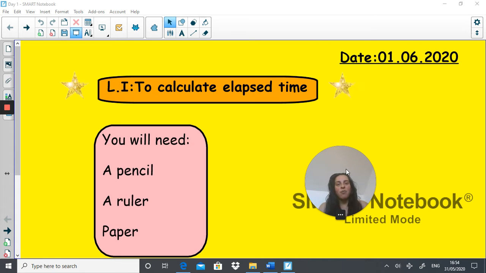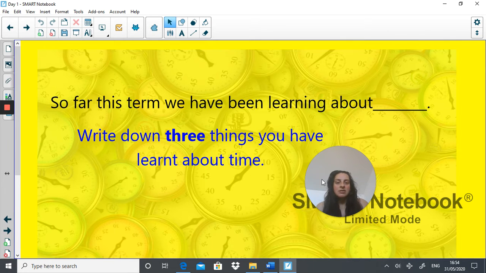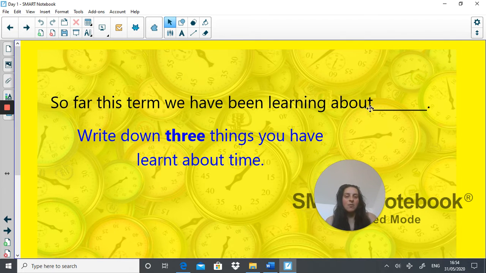And now, whilst we go into the next page, have a little think about what do you think elapsed means. And I gave you a bit of a clue when I was just doing the introduction bit of the lesson. So let's move on. So far, this term, we've been learning about what? And the answer is obviously time. So write down 3 things that you have learnt about time in the last 3 weeks. And I'm hoping that you can think of lots of things. This is to get you back in the whole time frame of mind.